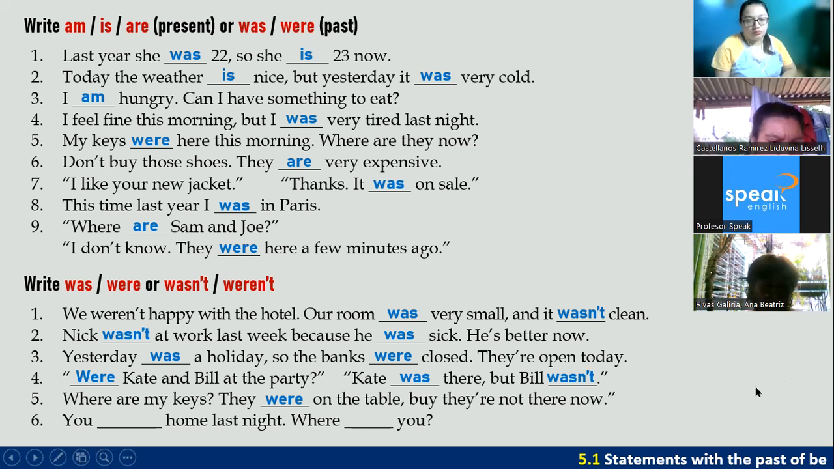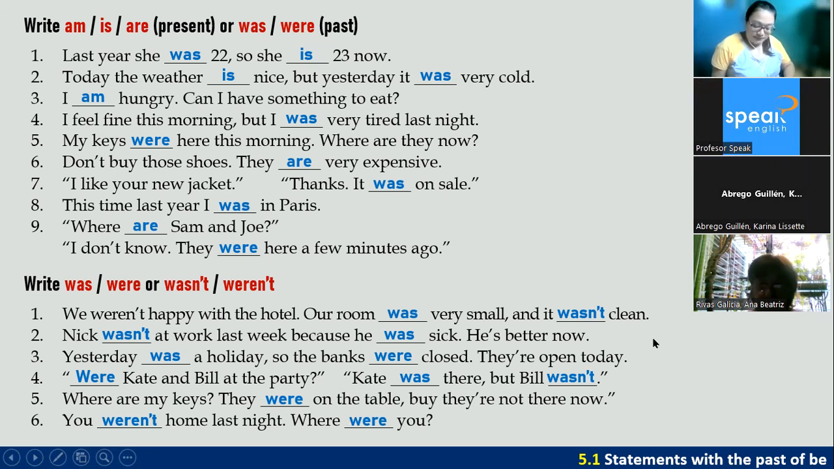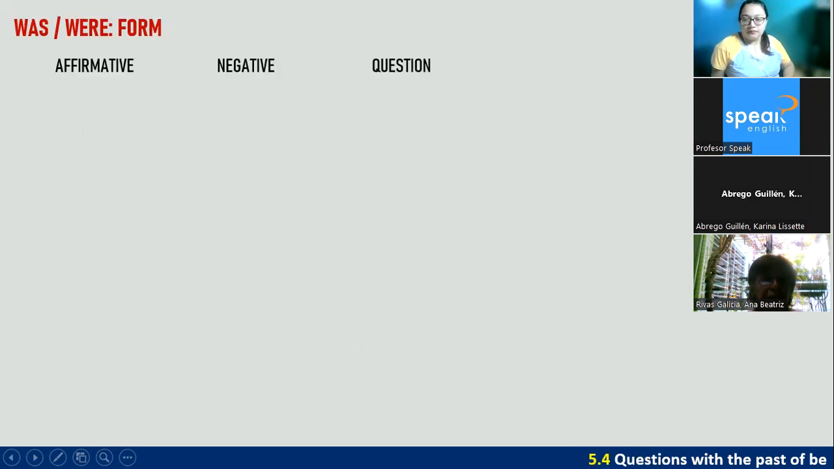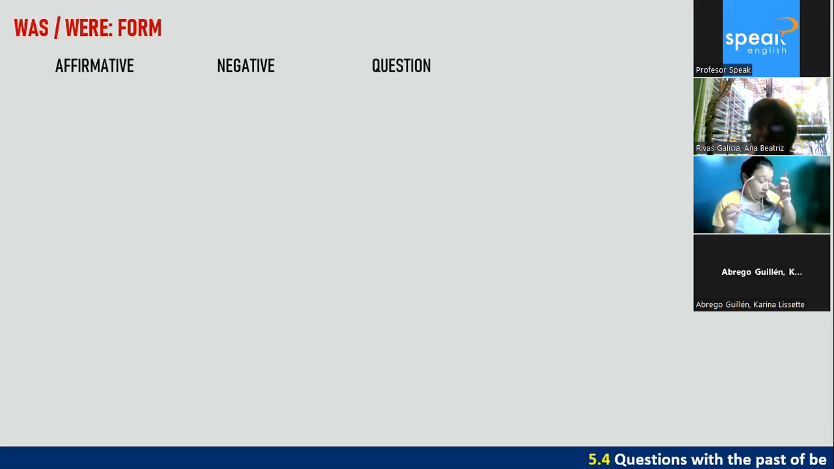You weren't home last night. Mm-hmm. Where were you? Okay, very good. Excellent. Good job, guys. Okay, as you can see, it's kind of intuitive, right? Es intuitiva la forma en la que nosotros vamos a usar, siempre recordando esa parte de si es singular o si es plural, ¿verdad? Porque así es más fácil para nosotros poder identificar ¿cuál es la versión del verbo to be que vamos a necesitar? ¿Ok? Now, vamos a chequear así una comparación.